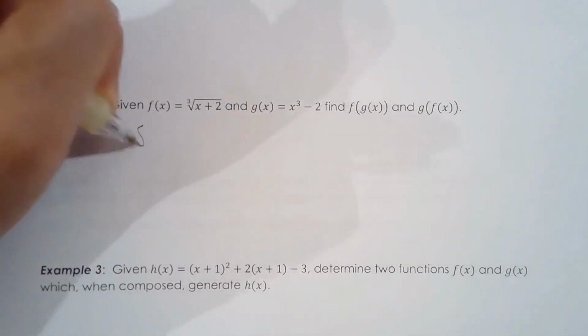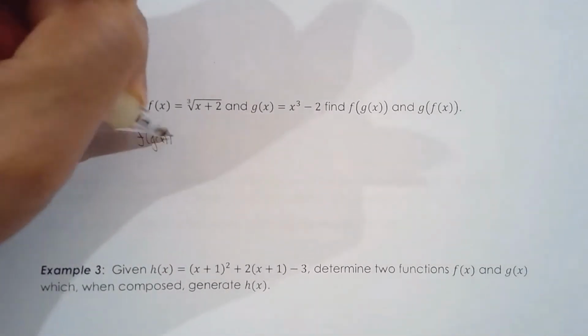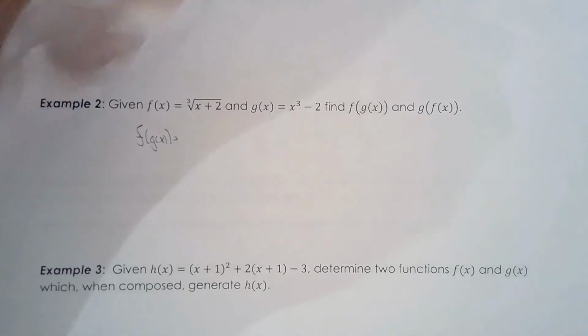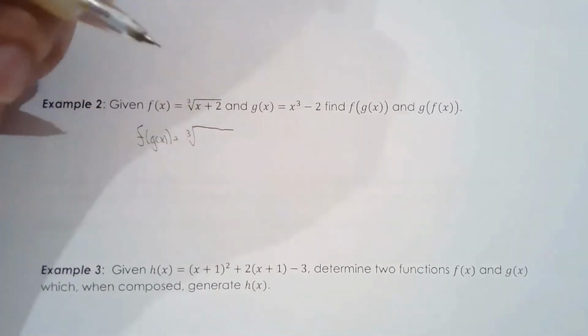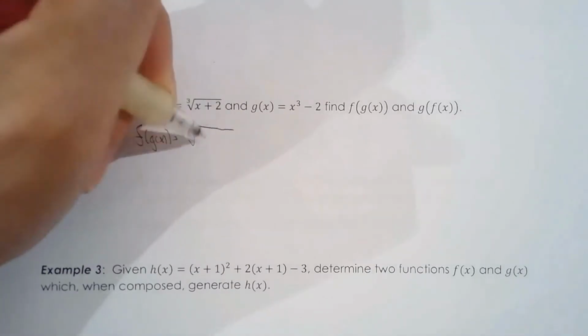So let's find f of g first. Same strategy as before. I see f, and every time I see x, I replace it with g.